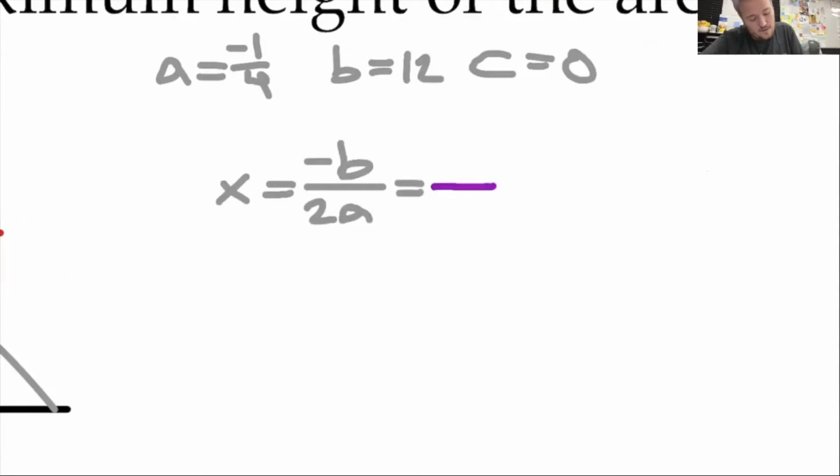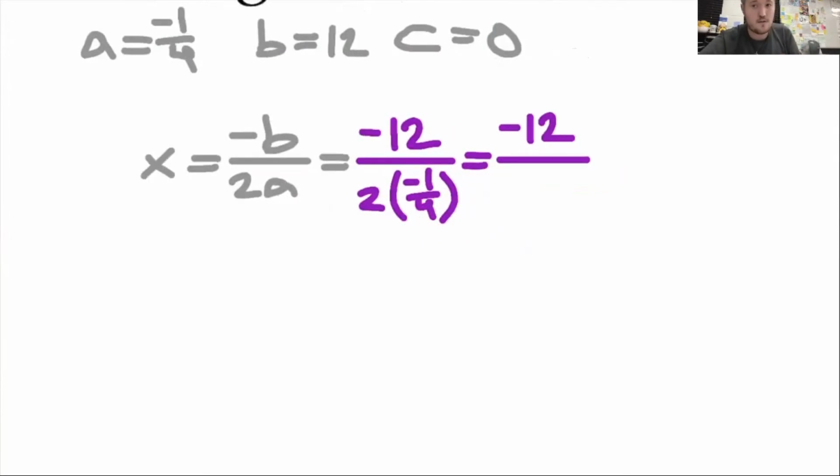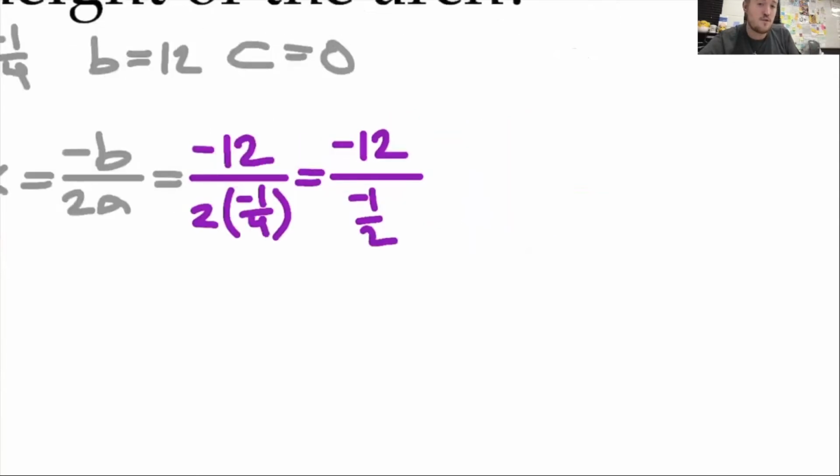All right, so the opposite of B is going to be -12 over 2 times -1/4. So think about it in terms of quarters. If you have 25 cents and you double it, you get 50 cents. But 50 cents is only half of a dollar. All right, and then when you do -12 divided by -1/2, that's the same as multiplying by 2, which is going to be 24.